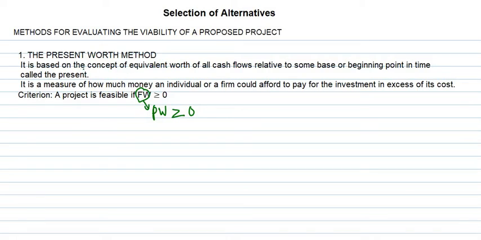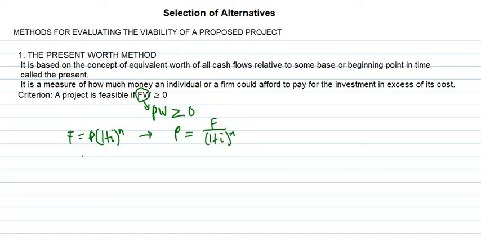Now, since this is a present worth method, we base all the costing or expenses on the present worth. So remember, if we have our formula F equals P (1 plus i) raised to n, then we will convert this one. We have to determine its present worth. So the present worth is equivalent to F over (1 plus i) raised to n.